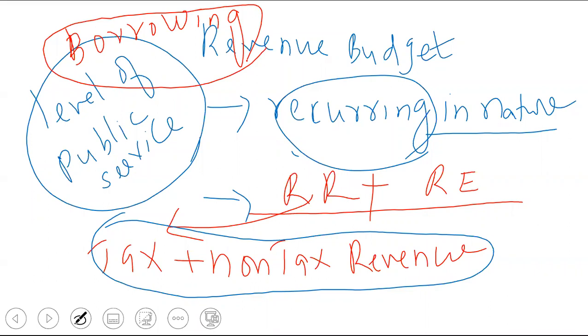Now we are looking into what is revenue expenditure. Children, what will come under revenue expenditure? This is the monthly recurring expenditure. Every month the government has to pay salary. Tell me, in the budget, monthly salary will come under which account? Think and give the answer.